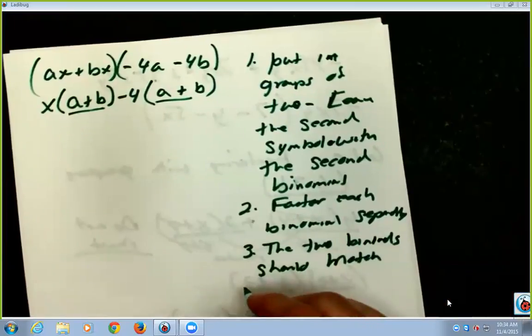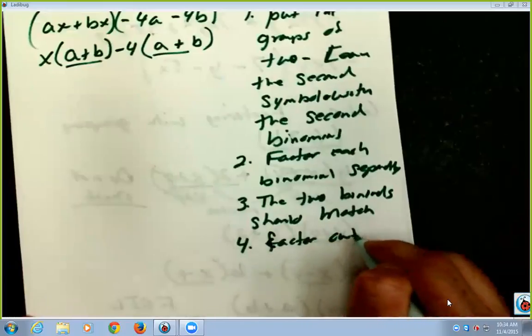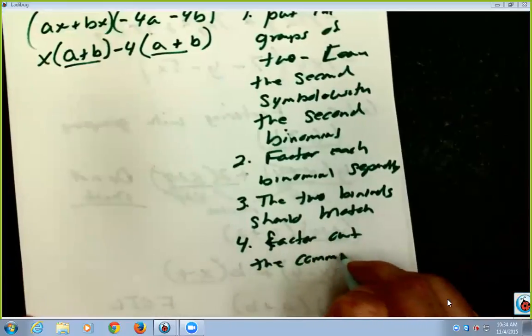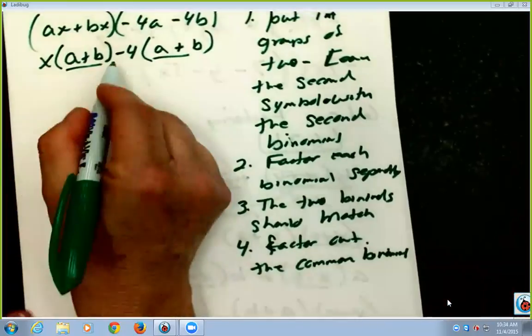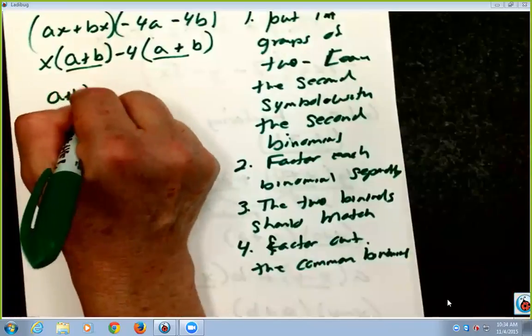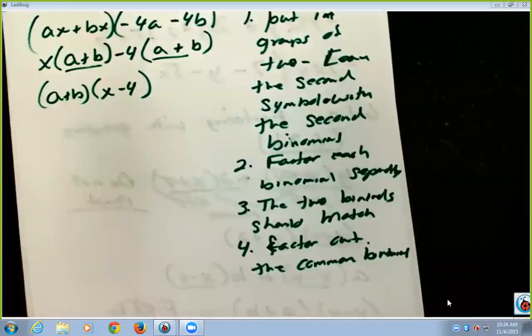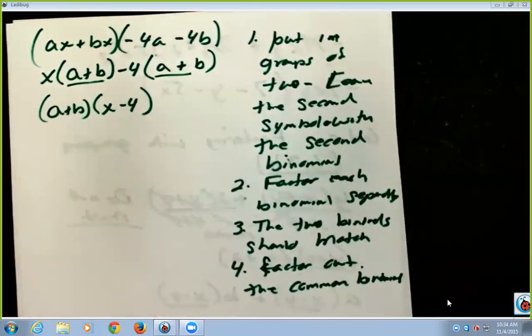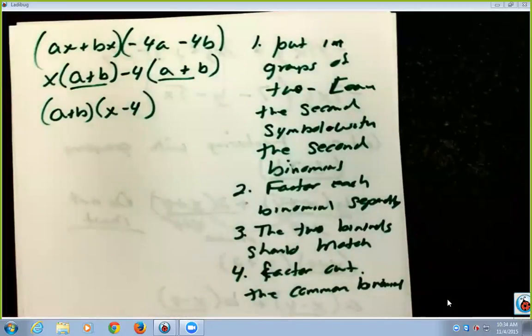Okay? And then last of all, pull the common binomial out, or factor out the common binomial. So if I factor out the common binomial, a plus b, I get left with x minus 4, and I'm done. Okay? So the steps are longer than actually doing the problem.